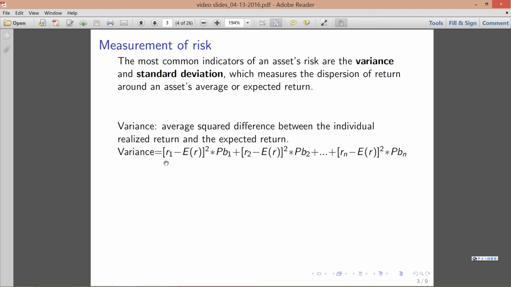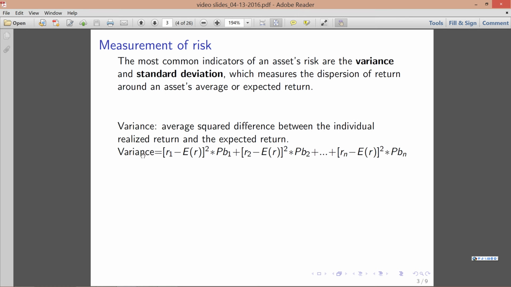So what does that mean? When you calculate variance, we know that when we're forecasting the future, there are several things we forecast. One is what are the different scenarios? Two, if each scenario happens, what is my potential return? And three, what is the probability for each scenario to happen?